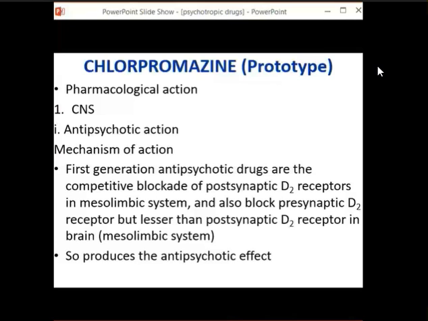As for the antipsychotic action in the brain, the mechanism of action of chlorpromazine, or first generation antipsychotic drugs, is that they competitively block the postsynaptic D2 receptor in the mesolimbic system, and also block the presynaptic D2 receptor, but lesser than the postsynaptic D2 receptors. This is the action that produces the antipsychotic effect.